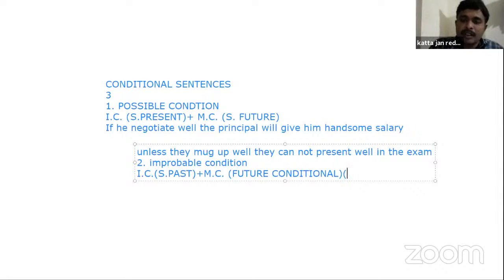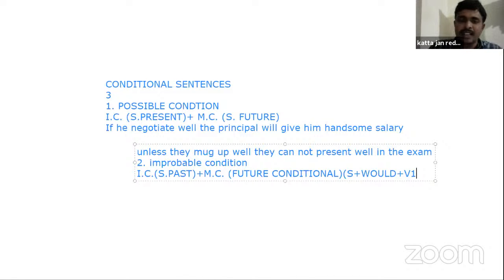Future conditional means subject plus would or should or could or might plus V1. Future conditional means that should be used in the main clause. So this is the structure we use in improbable condition, right? Improbable condition is used in situations where something was to happen but was not done. Something has to be done but not done, right? So in this context, we use this improbable condition.